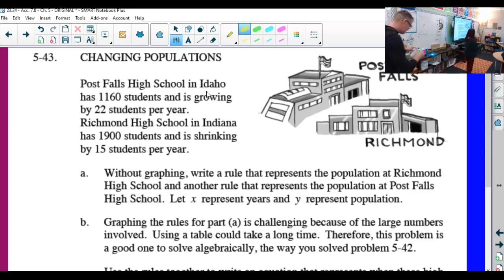Which color do I use? Yellow, green, purple, pink, and blue. Purple. Post Falls High School in Idaho has 1,100 students, and it's growing by 22 students per year.